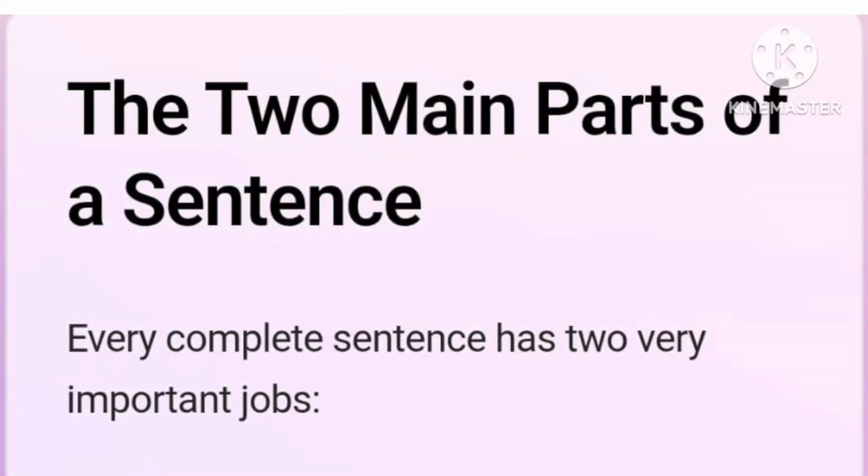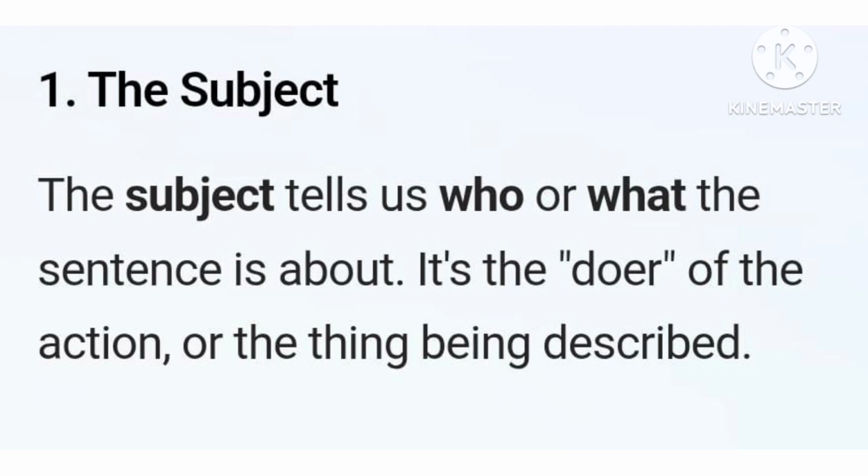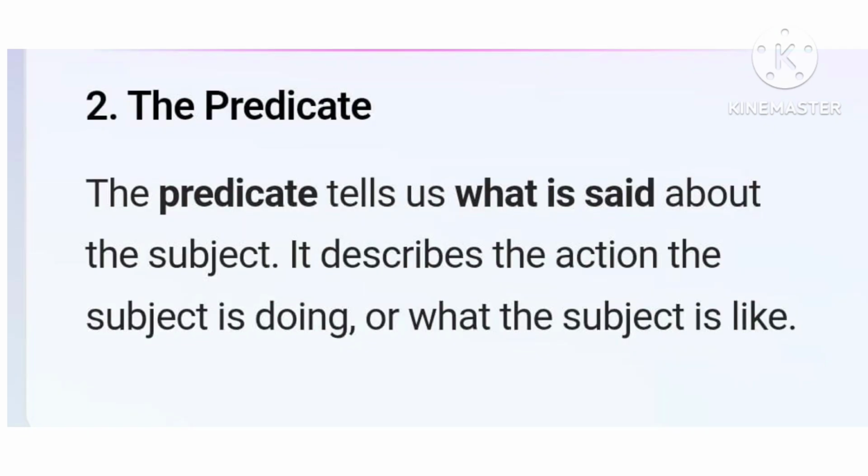The two main parts of a sentence. Every complete sentence has two very important jobs. First one, the subject. The subject tells us who or what the sentence is about. It's the doer of the action or the thing being described. The second part is the predicate.